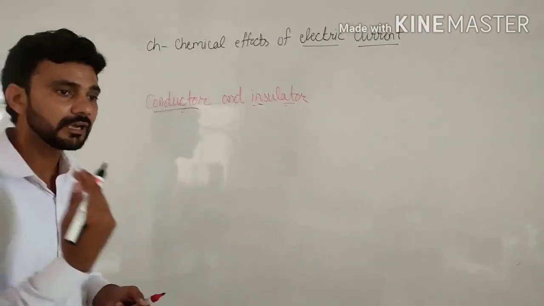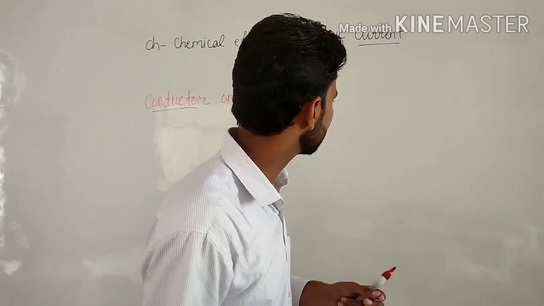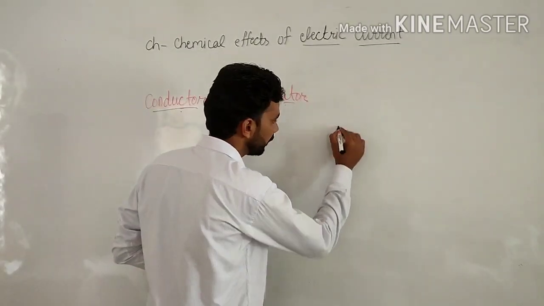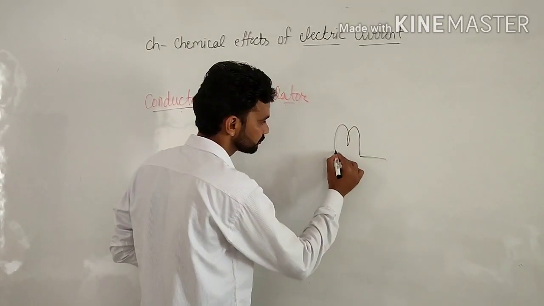Now the question is how we can tell whether a material is a conductor or an insulator. So we have a circuit diagram.